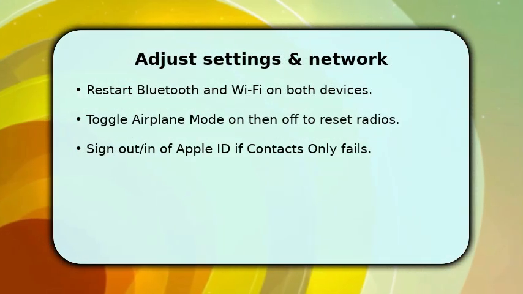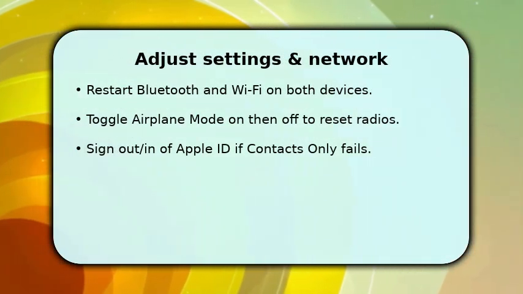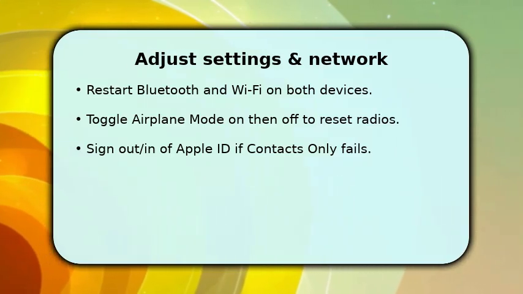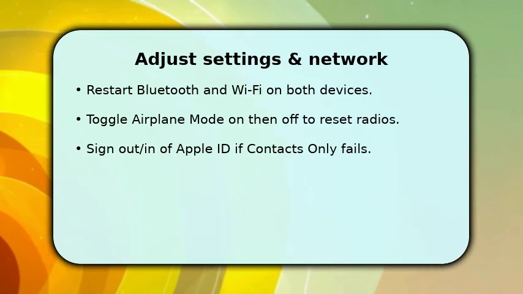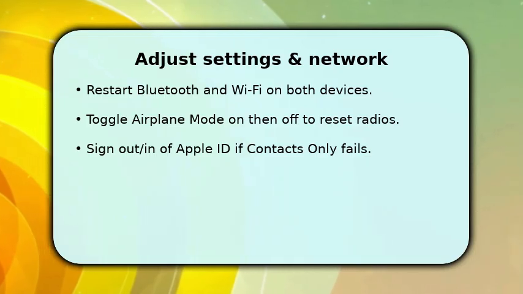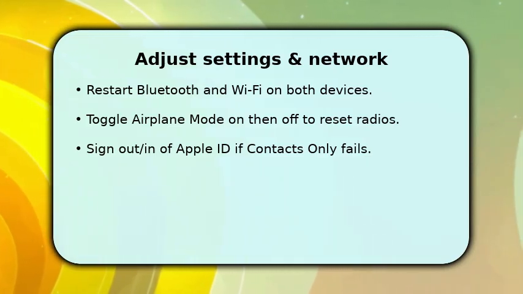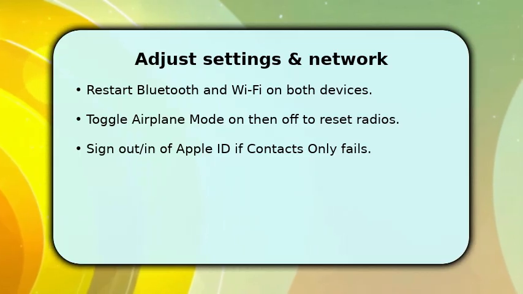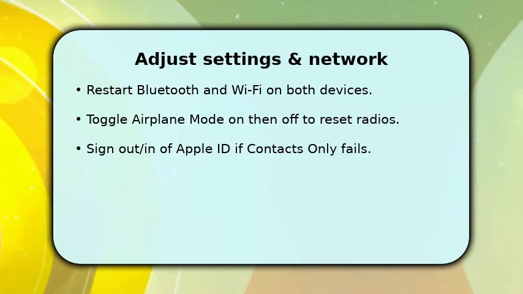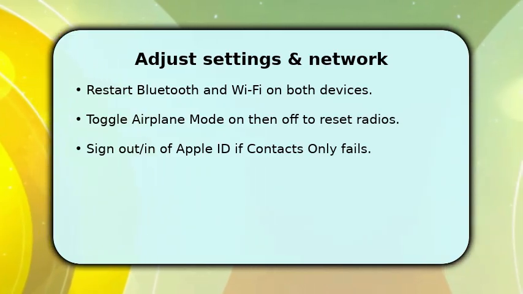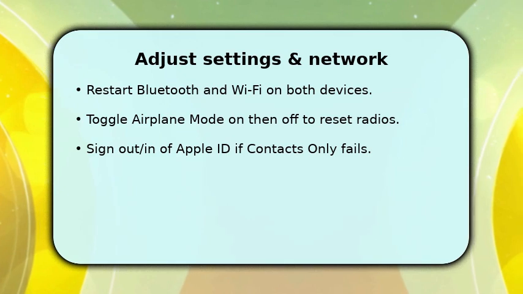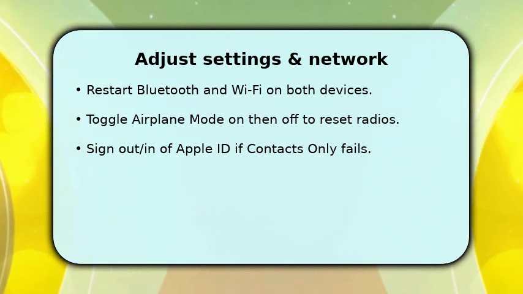Now you'll perform the intermediate fixes that resolve most problems. First, toggle Wi-Fi and Bluetooth off and on. This resets the radios. If that doesn't help, flip airplane mode on for 5 seconds then back off to force a network reinitialization. Next, if you're using contacts only and transfers still fail, sign out and back into your Apple ID or confirm the sender's email/number in contacts. Make sure both devices run recent iOS versions, because software mismatches can prevent discovery.